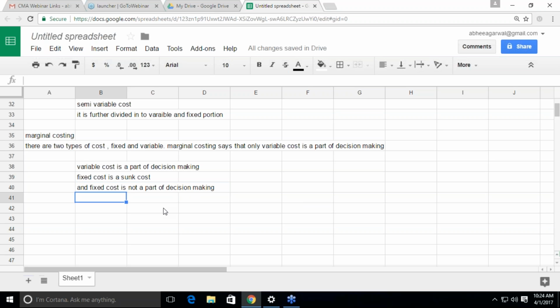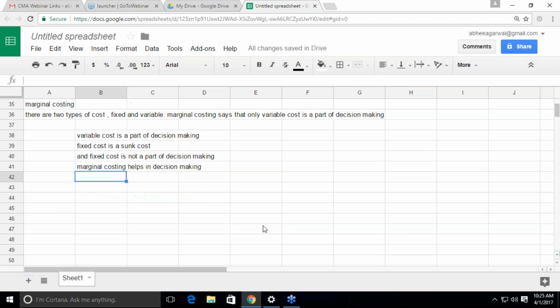Variable cost is a part of decision making. What kind of decision we have to make, we will study that also. But based on that, variable cost is a part of decision making and fixed cost is not. I can make a generalized statement that marginal costing helps in decision making. Now, what kind of decision we have to make? Let's look into an example.